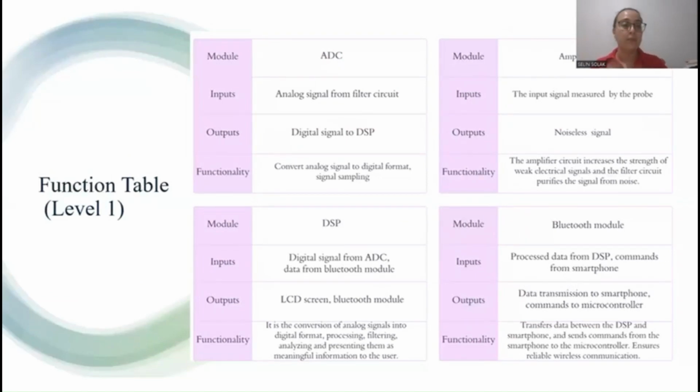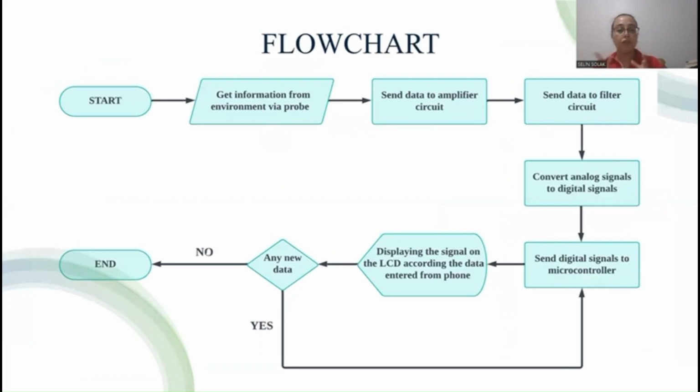Hello, I'm Selin. I'm the software engineer of our team. Our table shows the basic function models of the signal analyzer we designed and the input, output, and functions of these models. We have four main models: ADC, DSP, amplifier and filter, and Bluetooth model. The flow chart shows step by step how our signal analyzer works. It clearly reveals the data collection, processing, and display steps of the device.